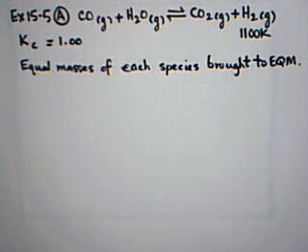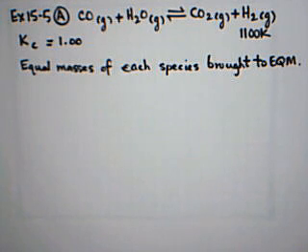All right, in practice example 15.5a, it says equal masses of carbon monoxide, water, and carbon dioxide and hydrogen are all mixed at a temperature of about 1100 Kelvin. And when equilibrium is established, which substances will show an increase in quantity and which will show a decrease compared with the initial quantities?